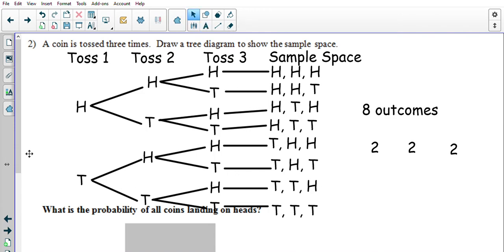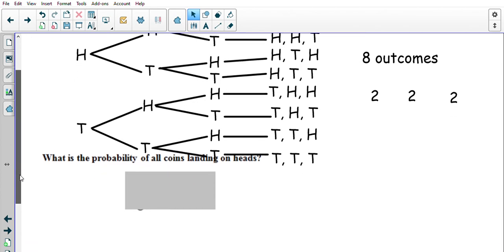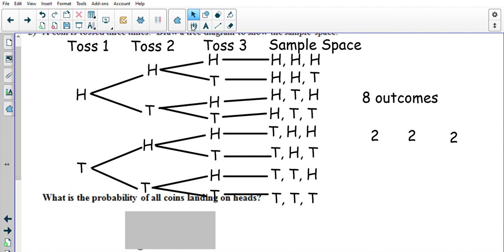The next question says, what is the probability of all coins landing on heads? This should be a fairly easy question. There's only one outcome where all 3 coins land on heads, and that's this one.